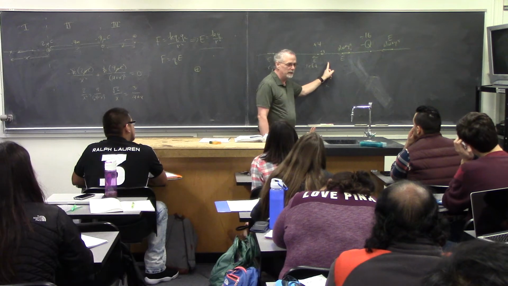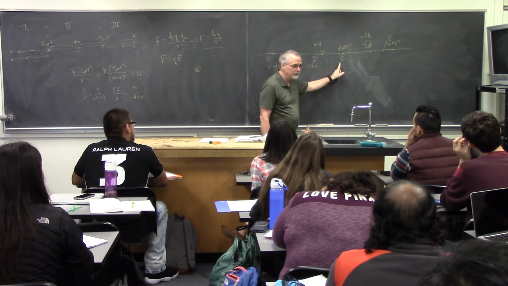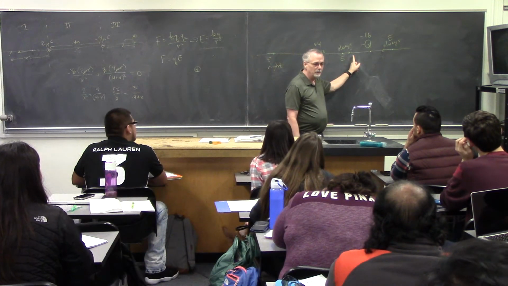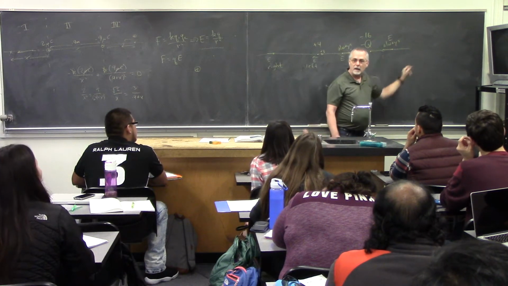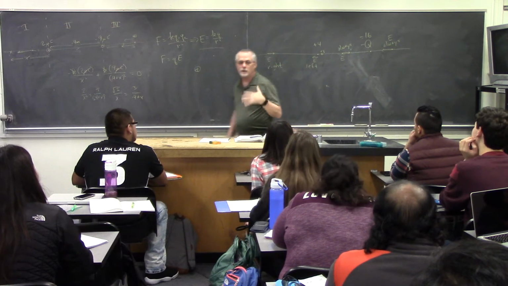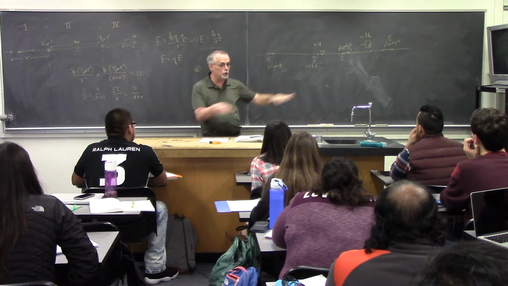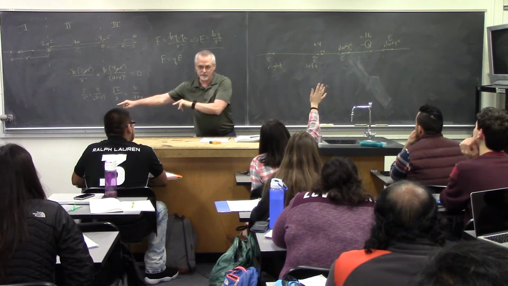The field's to the left, which way does the negative go? To the right. The field's to the right, which way does the negative go? To the left. Field's to the left, which way does the negative go? To the right. All right, so what happens is once you establish what the field is, positives do what the field says, negatives do the opposite.